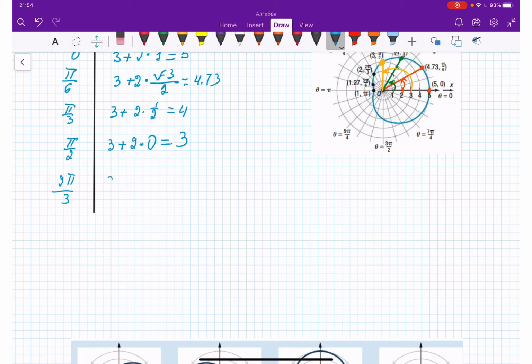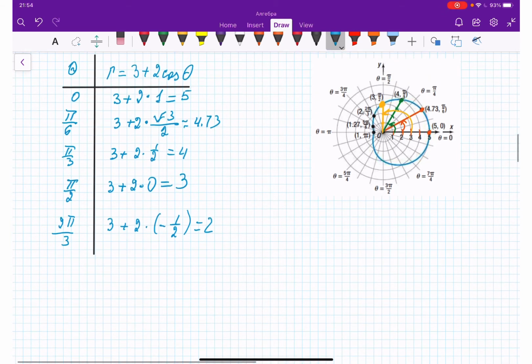This is going to be 3 plus 2 times negative 1 half. Cosine 2 pi over 3 is negative 1 half, and this is going to be equal to 2. So where is our 2 pi over 3? It's right here. Okay, 2 pi over 3. And the same way, we are doing 5 pi over 6.